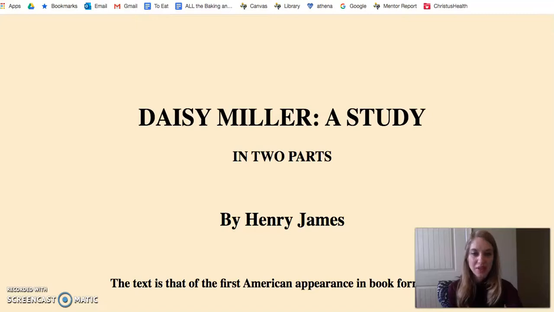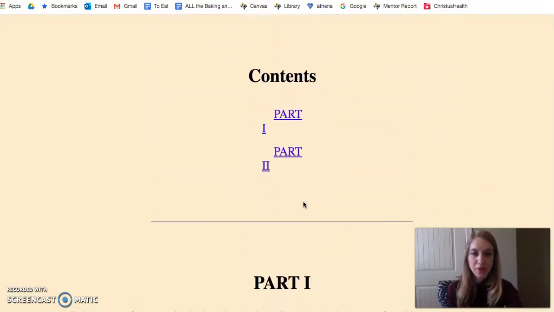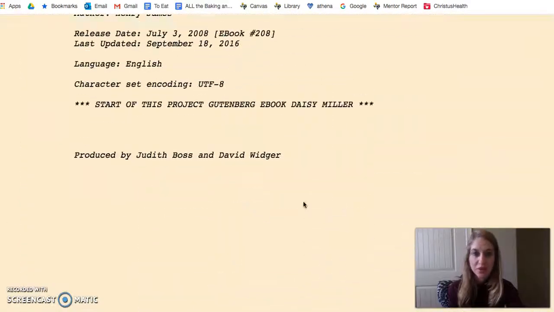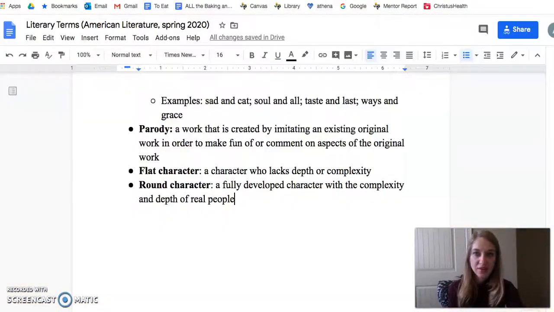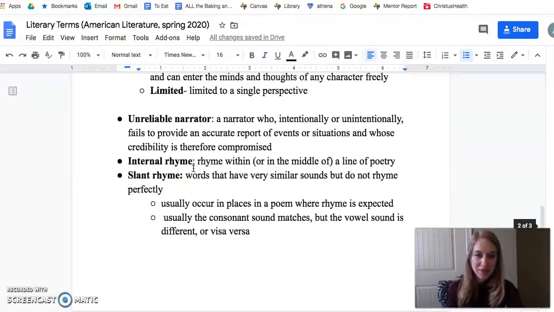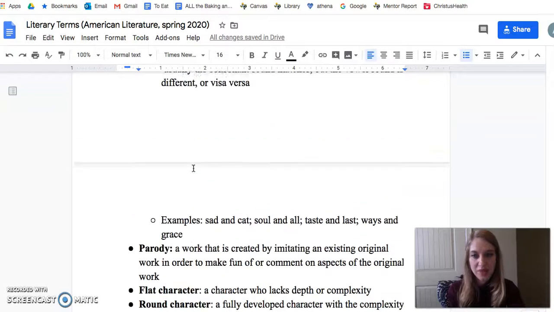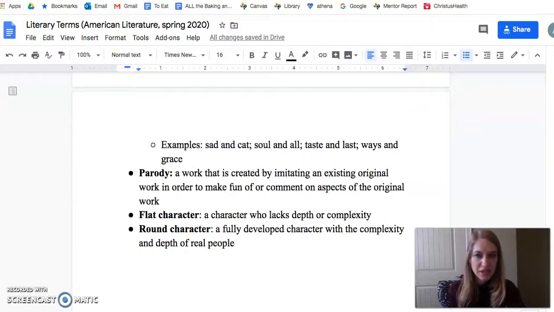So on my screen here, I have two different things. The first is Daisy Miller, by Project Gutenberg. This is what I posted on Canvas and where you can read it. The second thing is our literary terms, and there's a link on Canvas. It's called Literary Terms, American Literature Spring 2020. We're going to talk about a few new ones today.